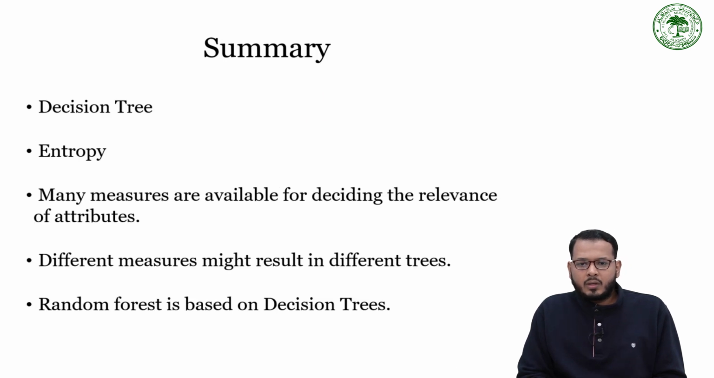So, to conclude our discussion on decision tree, let's review the key concepts once again. They illustrate how algorithms can simulate human-like decision processes, breaking them down into a series of simpler choices based on data. Entropy measures the level of disorder or uncertainty within a dataset. Various measures such as Gini index, entropy, and others can be applied to check the relevance of attributes.